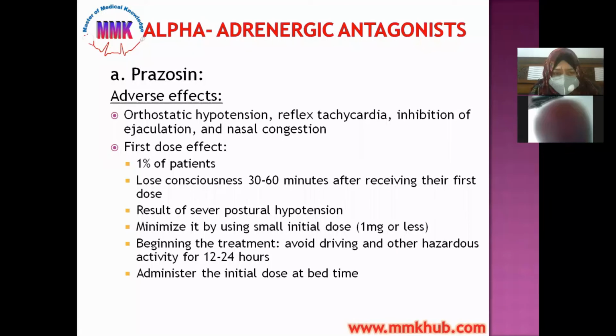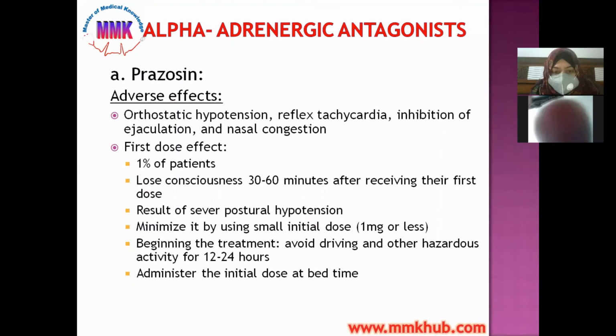So when we use prazosin, there will be postural hypotension, and this usually happens shortly after the first dose is absorbed into the blood and can result in fainting. This syncope occurs in about 1% of patients, with loss of consciousness about 30 to 60 minutes after receiving the first dose of prazosin. As I've told you, it results in severe postural hypotension, and it can be minimized by using small initial doses like 1 milligram or less.